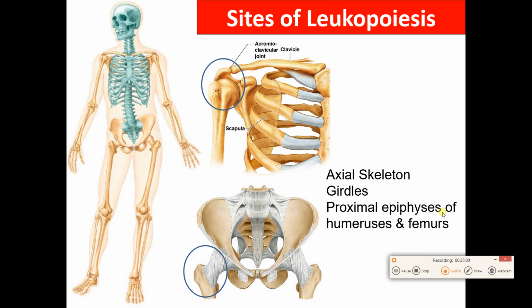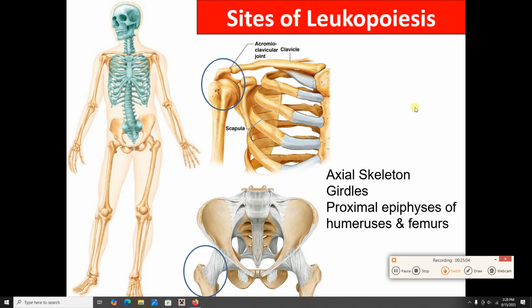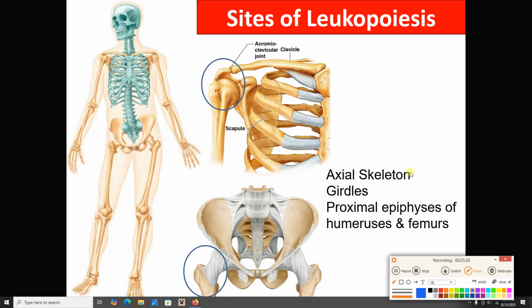All right, earlier we talked about erythropoiesis and hemopoiesis. Leukopoiesis is the production, or poiesis means production or making, of white blood cells. Leukopoiesis is part of hemopoiesis. So leukopoiesis is going to occur in what kind of bone marrow? In the red bone marrow.